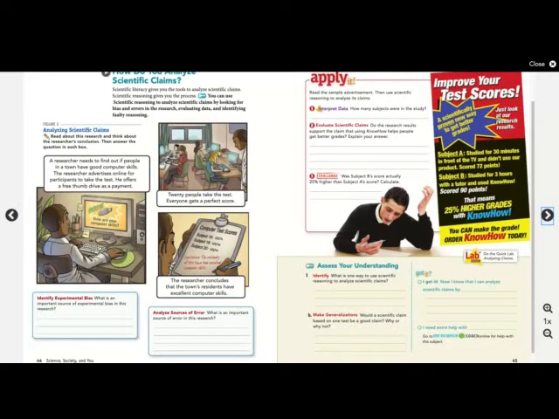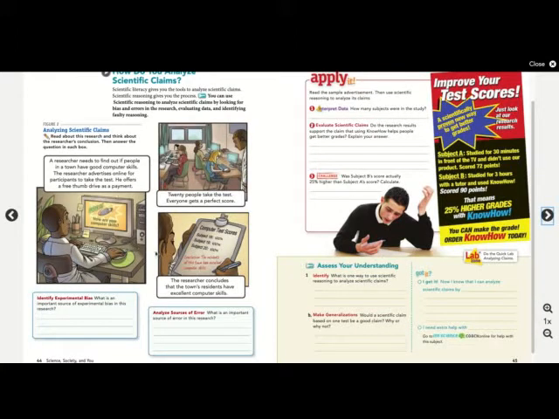In the second panel, we have 20 people take the test. Everyone gets a perfect score. In the third panel, the researcher concludes that the town's residents have excellent computer skills. So in this first box, we're going to identify experimental bias. What is an important source of experimental bias in this research?